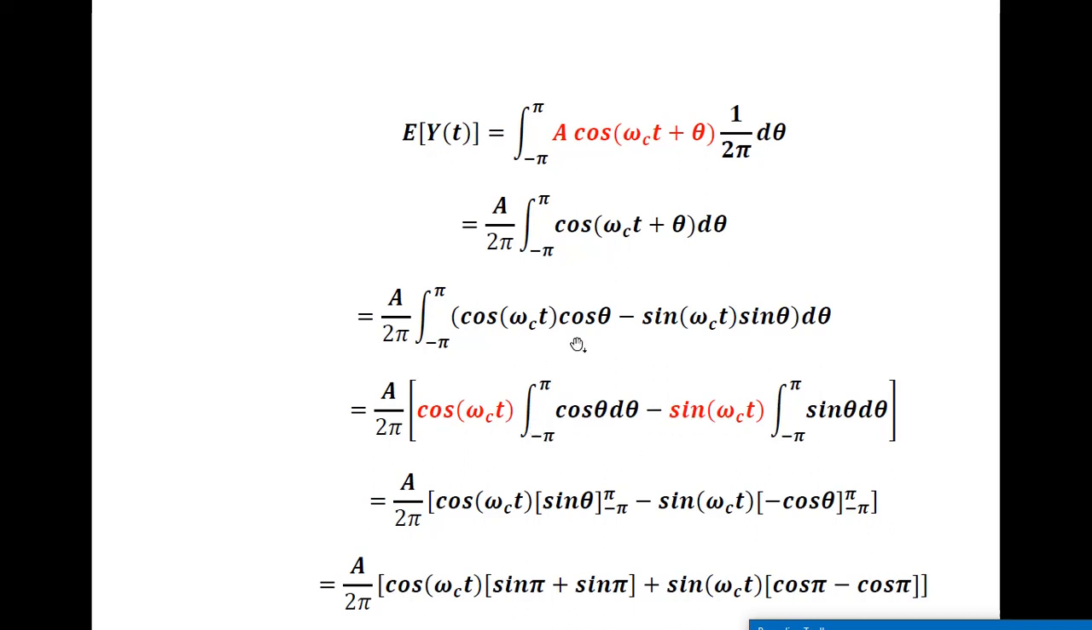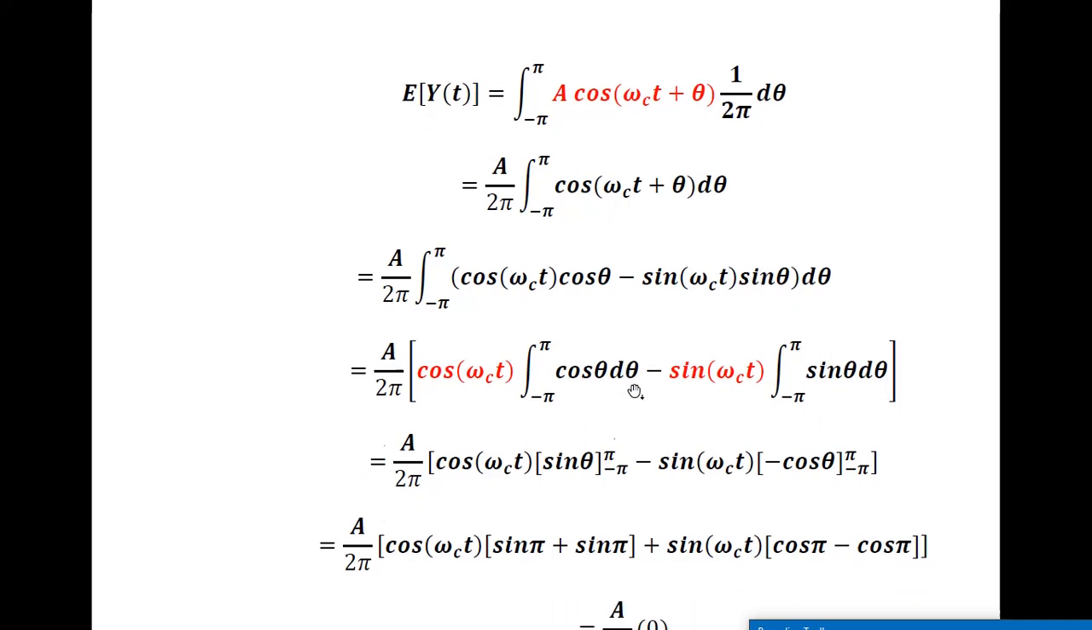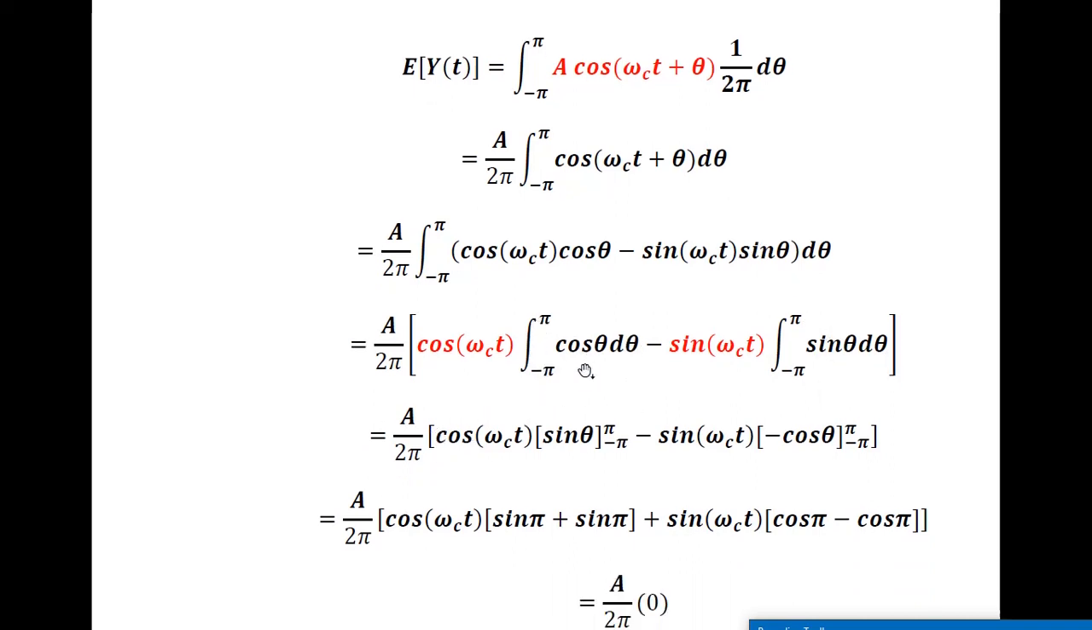The first one has only cos a into cos b, out of which we take cos omega c t outside, with integration from minus pi to plus pi. The remaining term is cos theta d theta here, minus sin omega c t, the second term, again integration between minus pi to plus pi of sin theta d theta. This is written as equal to, then we integrate cos theta here. Integration of cos theta gives sin theta, then apply the limits minus pi to plus pi here, minus sin omega c t, then integration of sin theta gives minus cos theta here. So again apply the limits here.